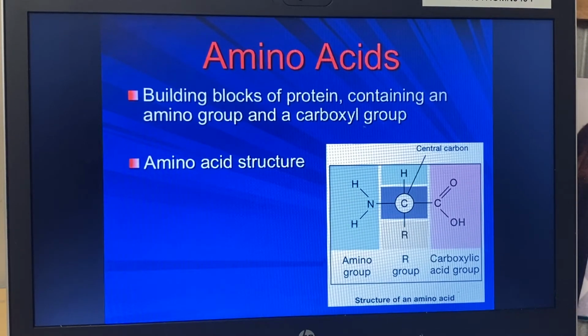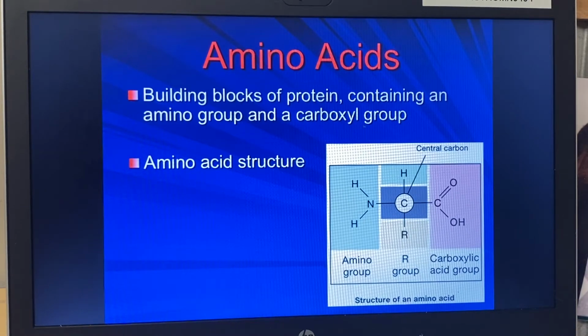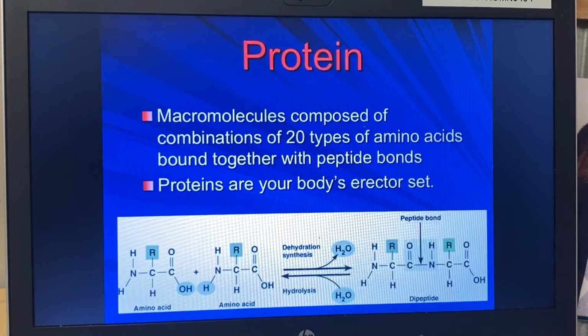So in our cells, there are 20 different kinds of amino acids, and we use those 20 different amino acids to make whatever protein we need. And so you can get a really large variety of proteins. I mean, when you think about it, the English language has 26 letters, and look at all the different words we can make. Okay, so really you can make an infinite number of proteins from 20 different amino acids.